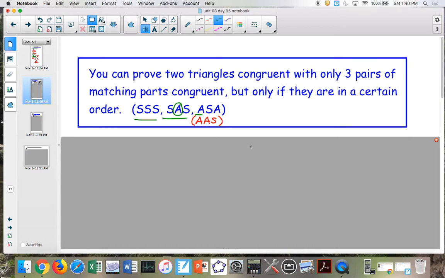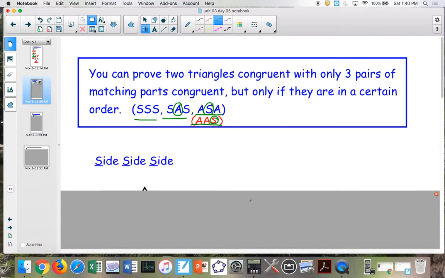If you have two angles and the side between those two angles matching up, then you know the triangles are congruent. And even if you have two angles and a side that's not in between them, as long as they're corresponding parts, then we know the triangles are congruent. So those are the cases that work. Now at first this may seem a little strange, so let's do some examples so you get the idea.